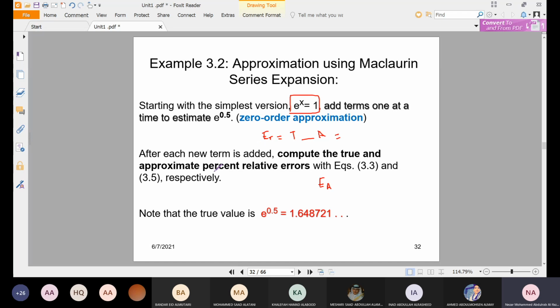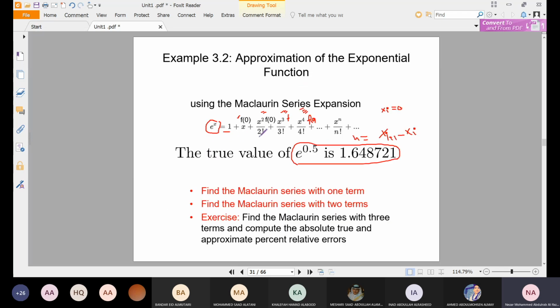So to improve the accuracy, usually we add more terms. If we add more terms, we will be nearer to the exact solution. If we add more terms, the error will reduce.